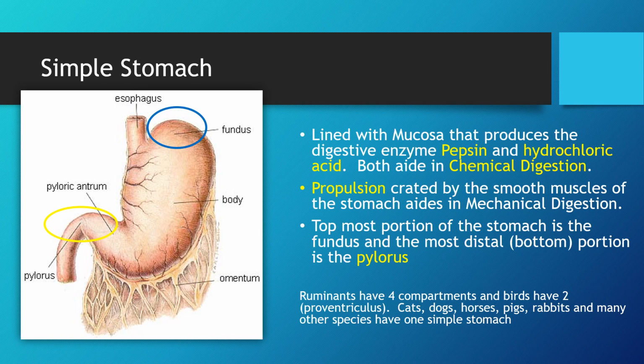Because it can actually cause all sorts of problems. So we do worry about that little bend for things to go around if they eat non-food items. As you probably already remember, ruminants have 4 compartments in their stomach, and birds actually have 2. The proventriculus acts as their true stomach. This is where some chemical digestion happens, which is why we call it their true stomach. Cats, dogs, horses, pigs, rabbits, and so many other species all have one simple stomach.